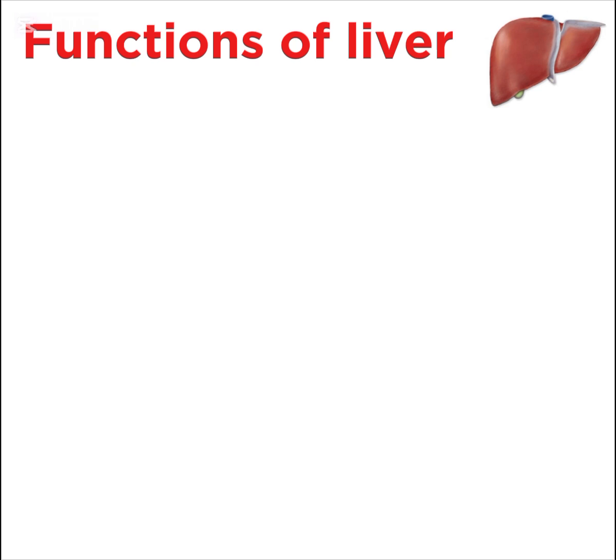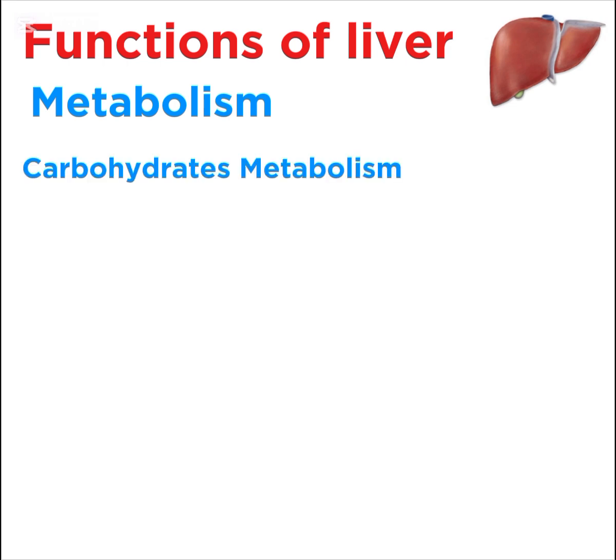The first and one of the most important functions of the liver is metabolism. Liver is the main metabolic organ of the human body. Metabolism of the essential nutrients such as carbohydrates, fats, and proteins occurs in the liver. Carbohydrate metabolism: liver plays an essential role in maintaining the plasma glucose level.